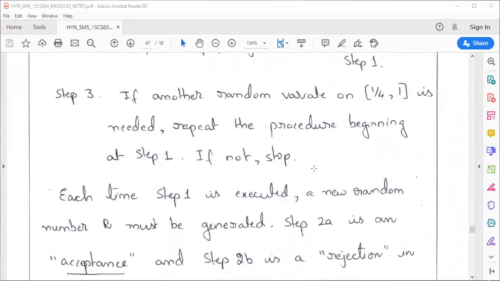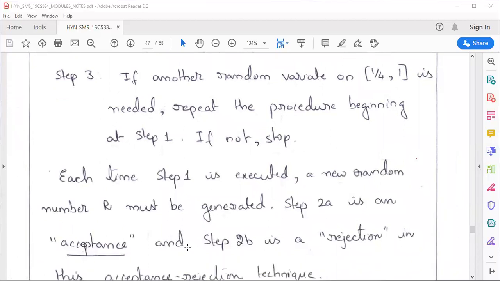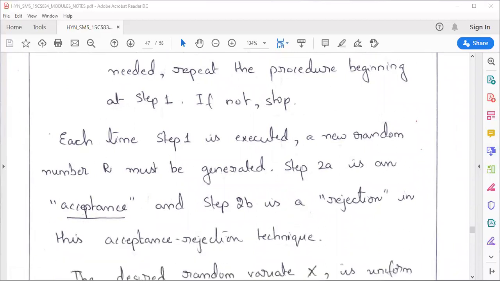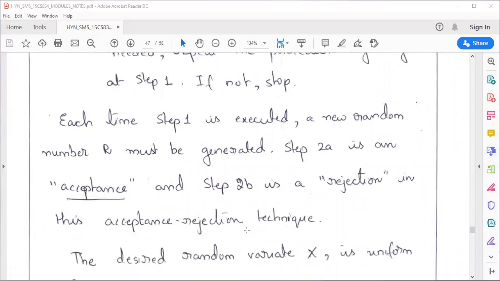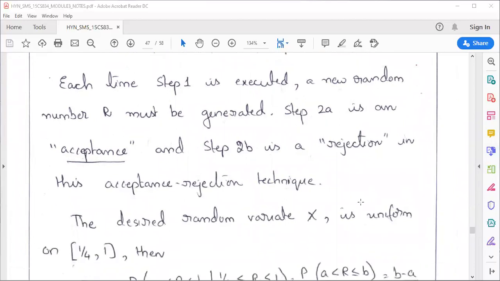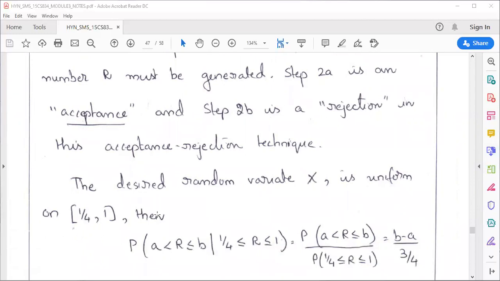So each time step 1 is executed, a new random number R should be generated, right? And step 2a is called an acceptance and step 2b is called a rejection in this acceptance rejection technique. The desired random variate X is uniformly distributed in the interval of 1/4 to 1.